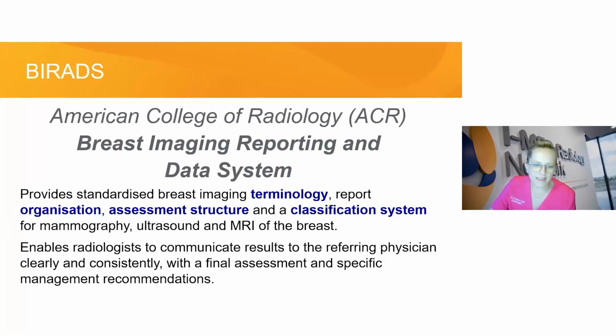So it provides a standardized breast imaging terminology. It should determine how our reports are organised. We have an assessment structure, a classification system. It covers all modalities. There is an additional area now as well, like in mammography, that includes contrast mammography. It enables us to communicate with you clearly and consistently with a final assessment and specific management recommendations.